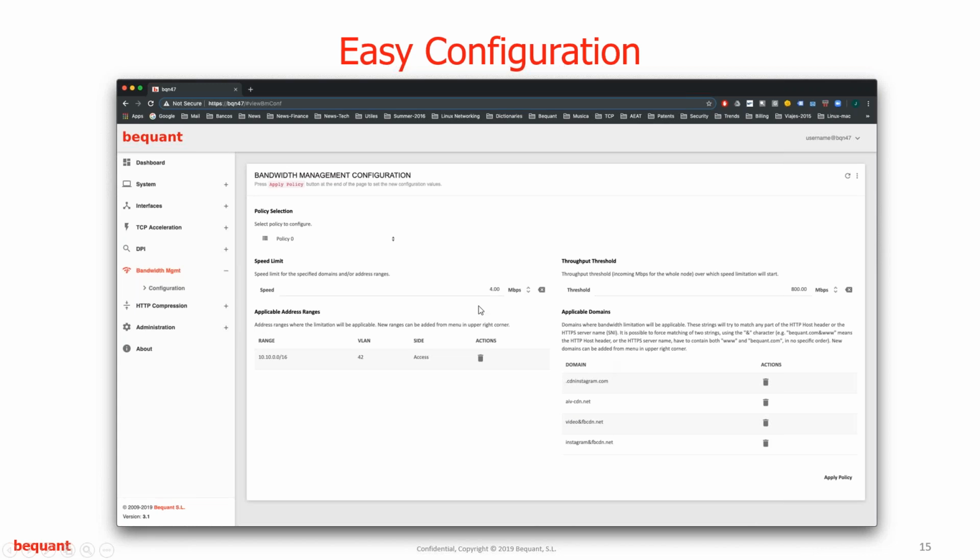We have a number of signatures that we keep updating. You can limit this to certain subscribers by IP address or VLAN tag. And then you can set the threshold. Only do this when the whole network is running above, for instance, 800 megabits per second, if you have a 1 gigabit per second network. And here, of course, is in this case the 4 megabit per second limit.